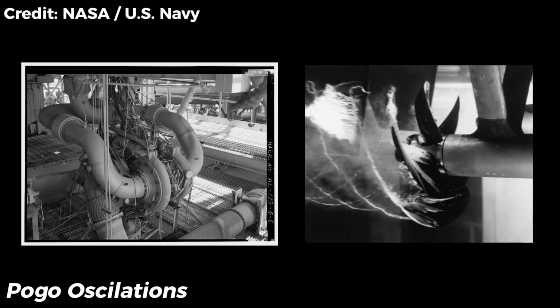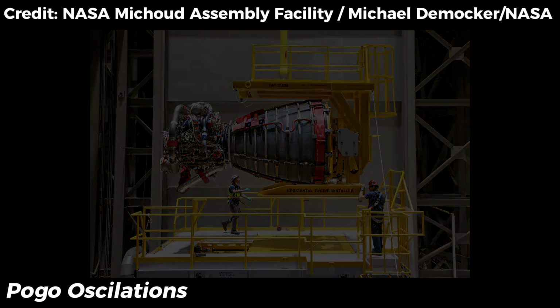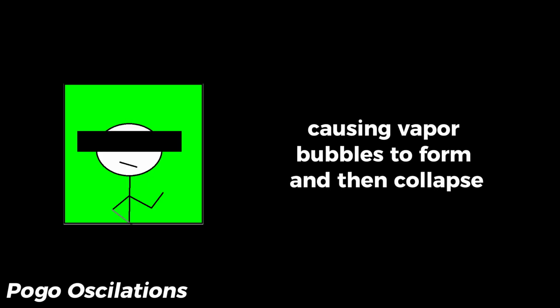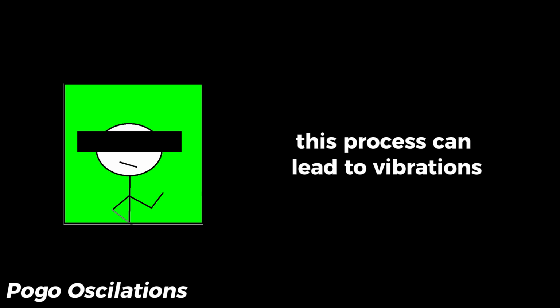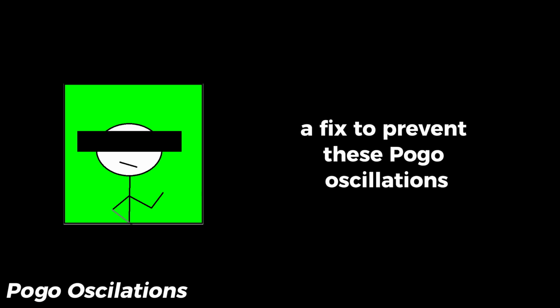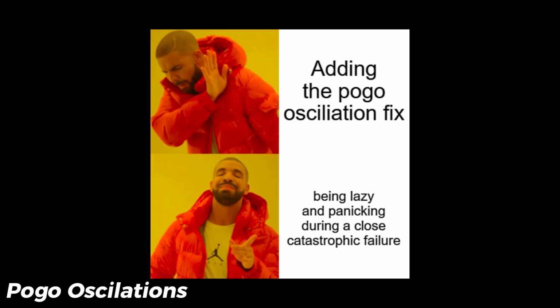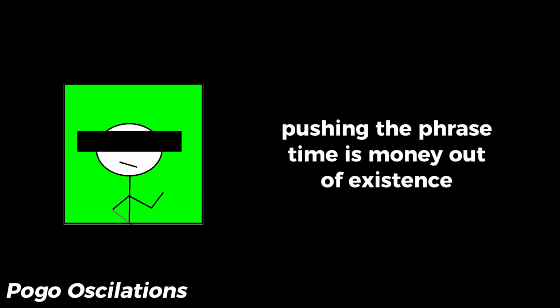Turbopumps in rocket engines are responsible for pumping fuel and oxidizer into the combustion chamber. Cavitation occurs when the pressure in the pump falls below the vapor pressure of the liquid, causing vapor bubbles to form and then collapse. This process can lead to vibrations and potentially damage the pump. The most frustrating part is that a fix to prevent these pogo oscillations had already been developed, but wasn't integrated into Apollo 13 due to a tight schedule, pushing the phrase "time is money" out of existence.